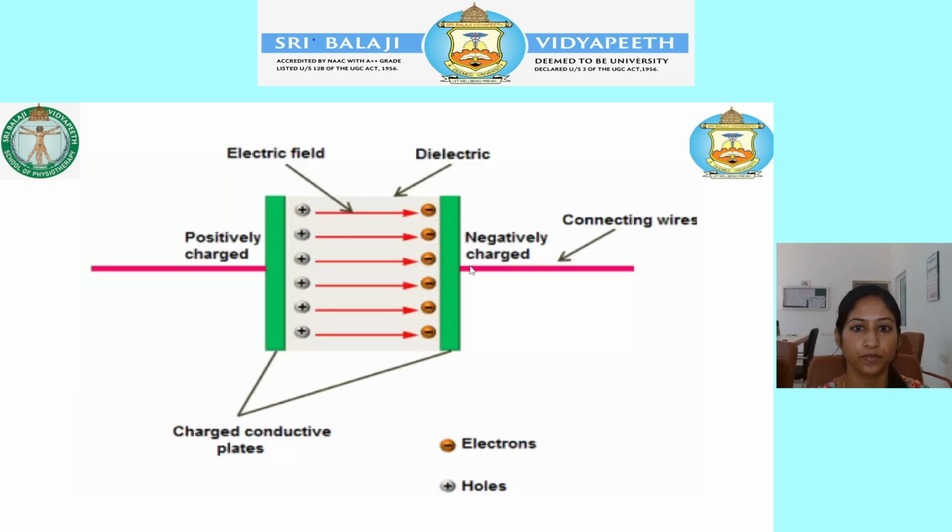So this is the picture. These are the electric field, the positive charge, the negative charge, and the connecting wire, and these two are the charged conductive plates. So protons, electrons, and these are the components.